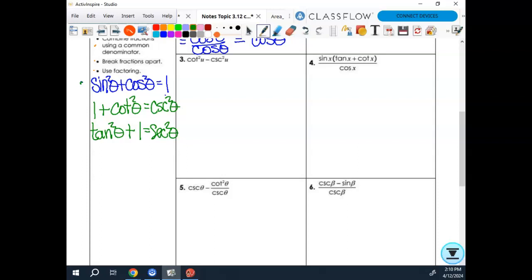Okay. So now here, I've got cotangent squared minus cosecant squared. So let's do this one differently than we did the one up there, meaning that I have this solved for cosecant squared, right? So I can do cotangent squared u minus, and then I need my parentheses. That has to be 1 plus cotangent squared u with just simple substitution.